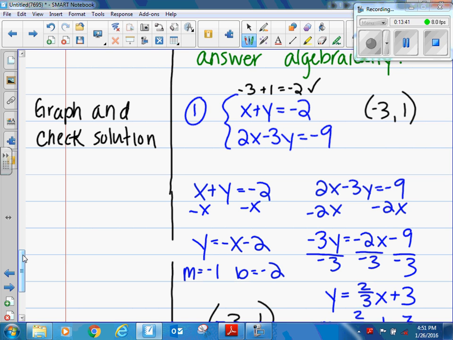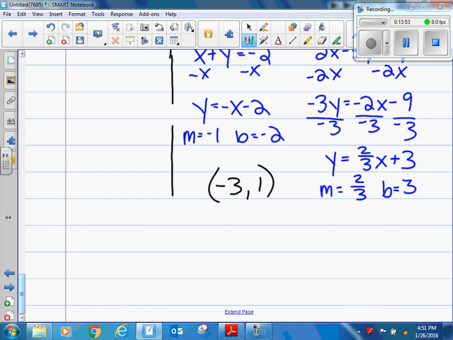I can plug it in the bottom. 2 times -3 is -6. -3 times 1 is -3, and those equal -9. So I know that that point is, in fact, the solution to that system of equations. All right, let's look at 2 more.